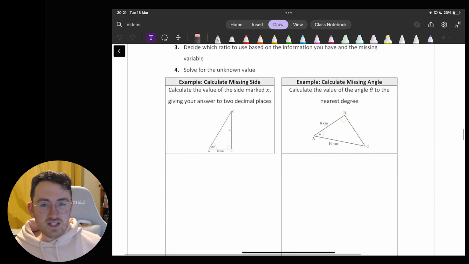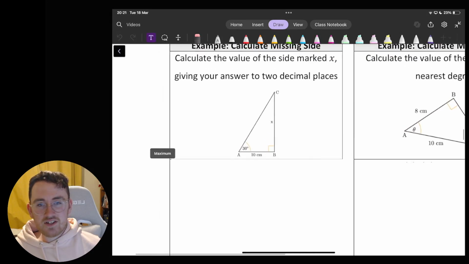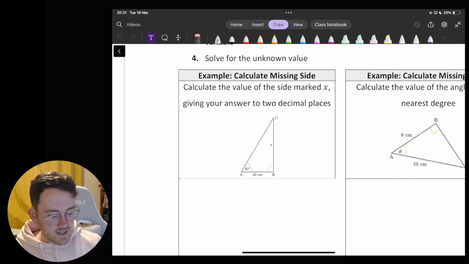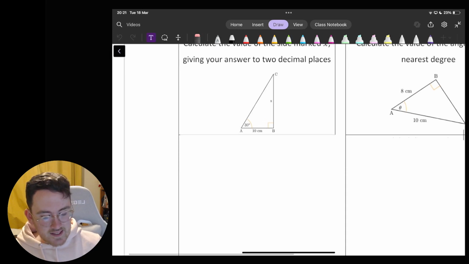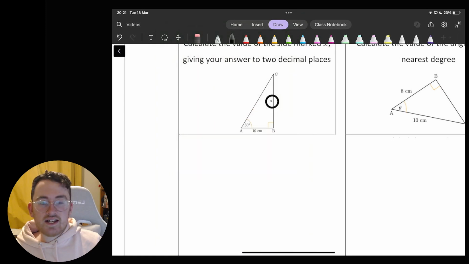Looking at these first two examples here, I have one with a missing side and one with a missing angle. We'll start on the left with the missing side: calculate the value of the side marked x, giving your answer to two decimal places. From my triangle, the side x is the side BC on the right hand side, so that's this side here. I also have information about some of the other sides. I know side AB is 10 centimeters, and I know the angle CAB, or angle A, is 30 degrees. So I have a good bit of information available to me here.